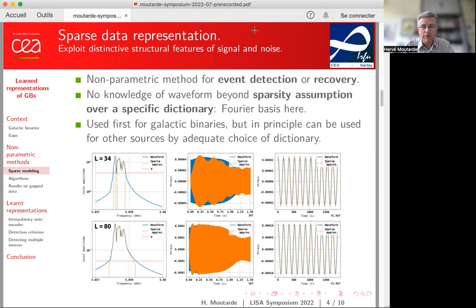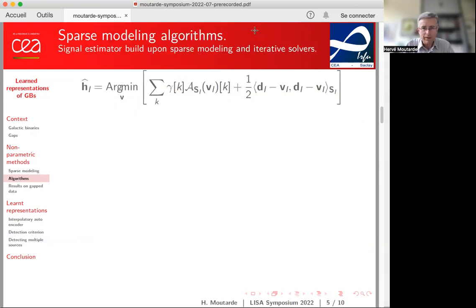The series of plots here show how changing the number of atoms in the dictionary allows us to obtain a better and better agreement with the target signal. The sparse estimate is in orange, and the blue is the expected signal. They show that the more atoms we add, the better is the recovery. How is it done? It is done using fast iterative solvers.